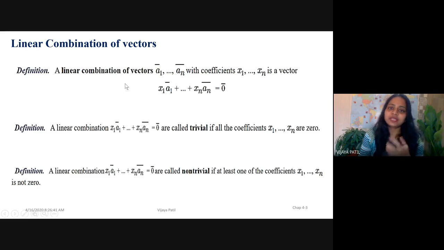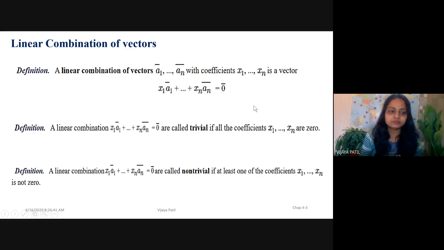So what exactly is a linear combination? If I have a1 bar up to an bar, these are the vectors, and if I have x1 up to xn, these are the coefficients, then I can define a relation between them. If this relation, x1 a1 bar plus up to xn an bar, is equal to my 0 bar, then only can I say that these vectors a1 to an are in linear combination with each other.